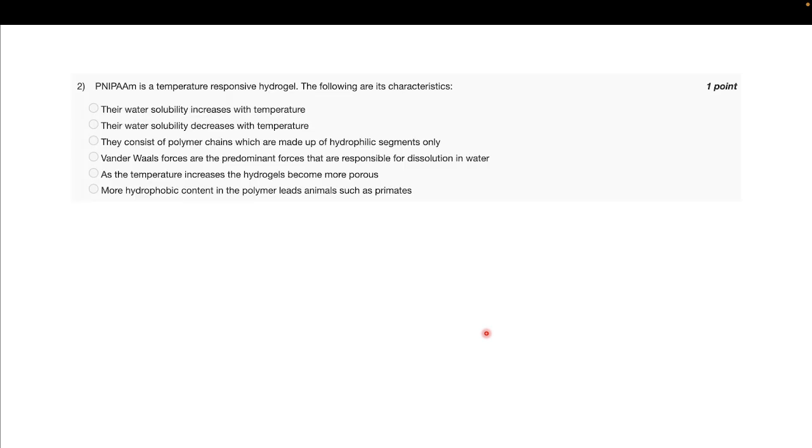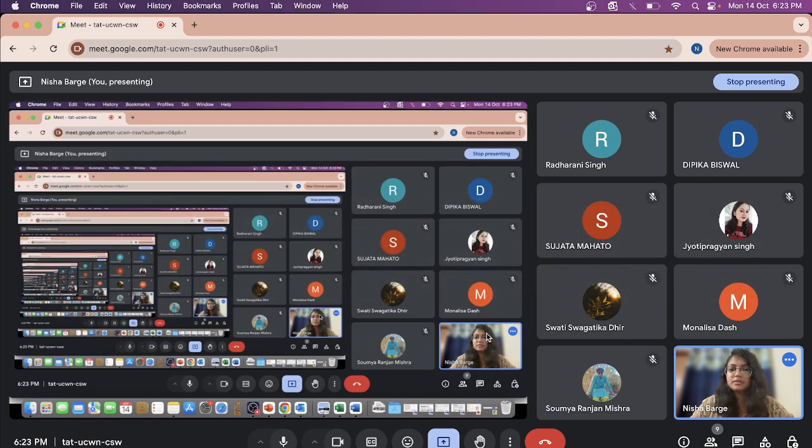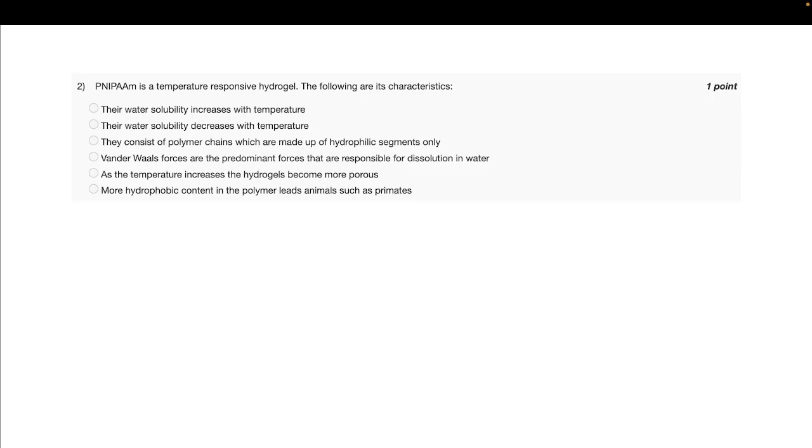Next, NIPAM is a temperature responsive hydrogel, and the following are its characteristics. We have to choose one correct answer from this. Does anybody want to volunteer? I'm audible to all of you, right? Anyone wants to give it a try?